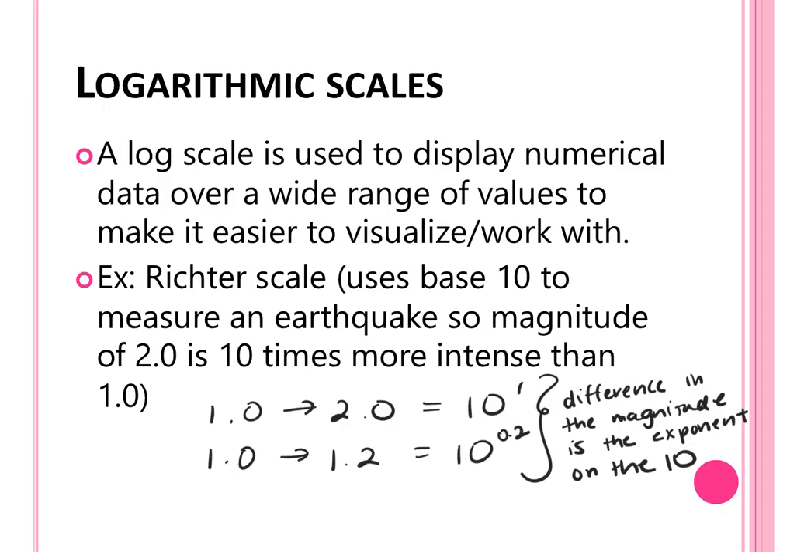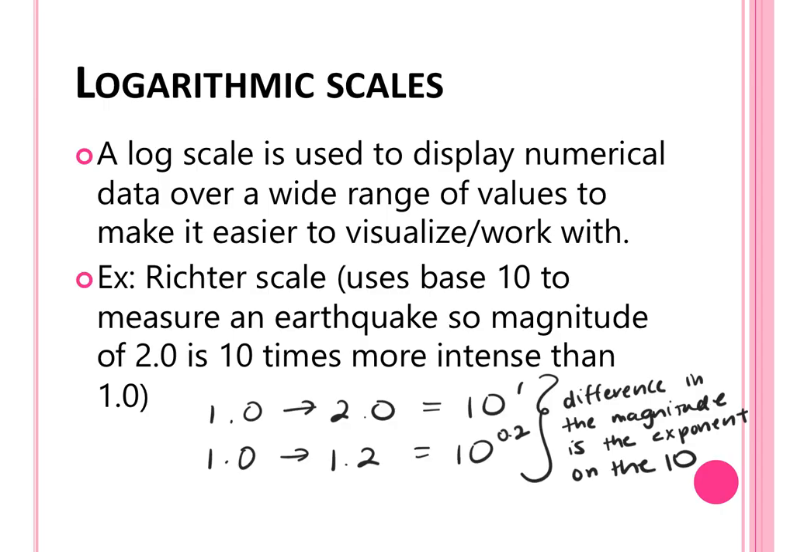The Richter scale uses base 10 to measure an earthquake, so magnitude 2.0 is actually 10 times more intense than 1.0. But it's not that I just say it would be a difference of 10. Each decimal place away is your exponent on your 10. This is one whole number, so the difference is 10 to the first. If it was two whole numbers, it'd be 10 to the second. If it's a decimal difference, like 1.0 to 1.2, that is a 0.2 difference, but it's not 10 times 0.2, it's 10 to the 0.2.